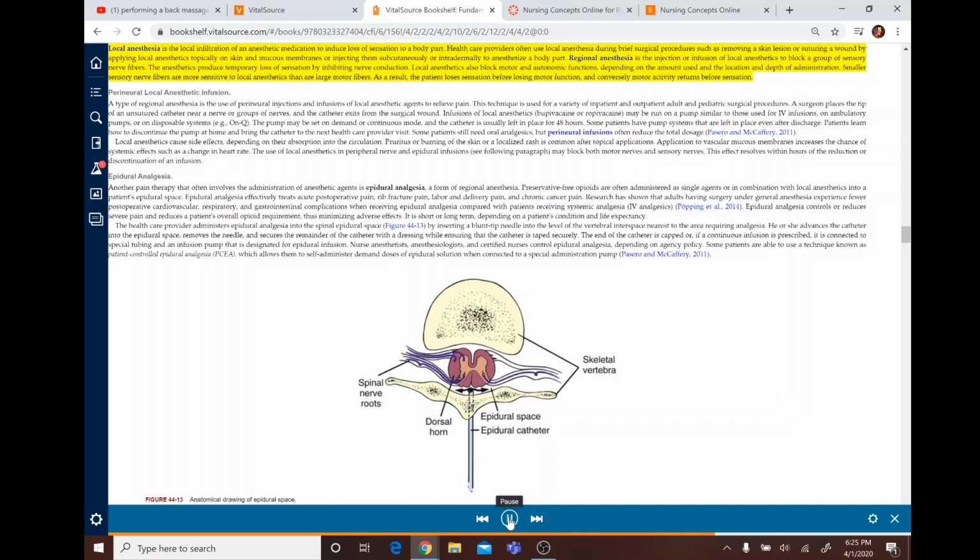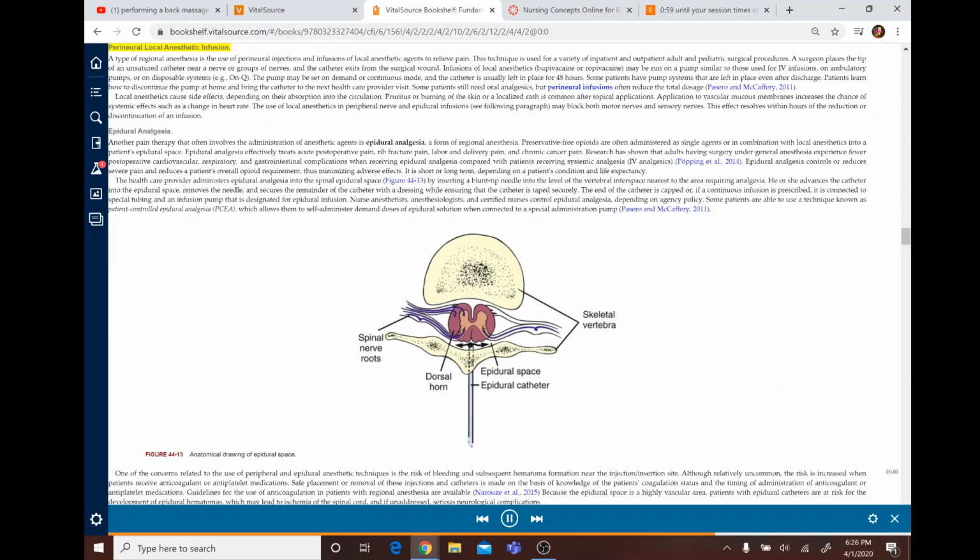Local anesthetics also block motor and autonomic functions, depending on the amount used and the location and depth of administration. Smaller sensory nerve fibers are more sensitive to local anesthetics than are large motor fibers. As a result, the patient loses sensation before losing motor function, and conversely, motor activity returns before sensation.